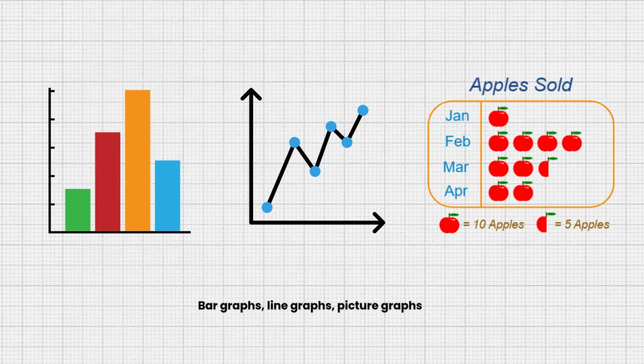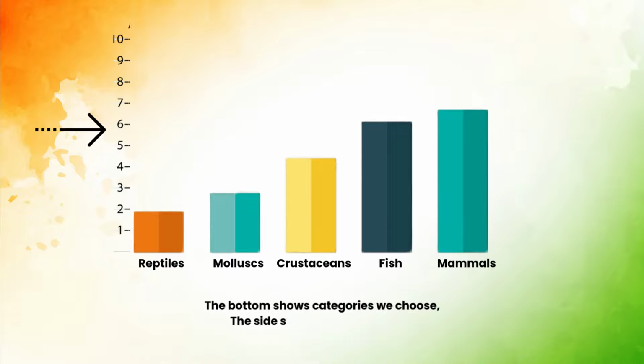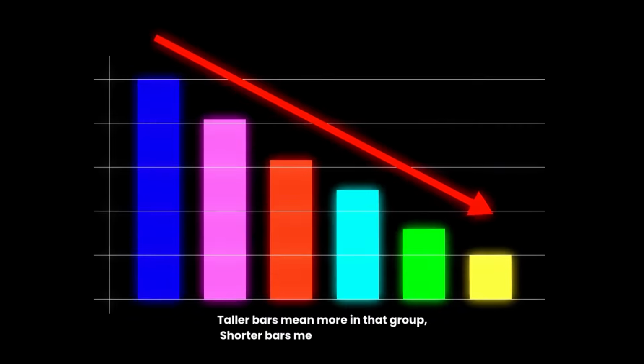Bar graphs, line graphs, picture graphs too. Each one shows what the numbers do. The bottom shows categories we choose. The side shows numbers we use. Taller bars mean more in that group. Shorter bars mean fewer in the loop.